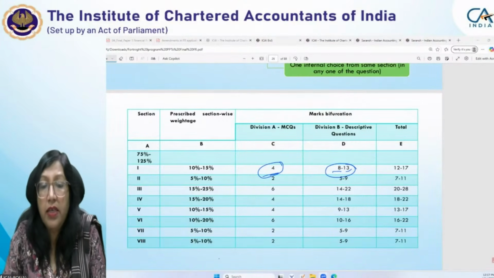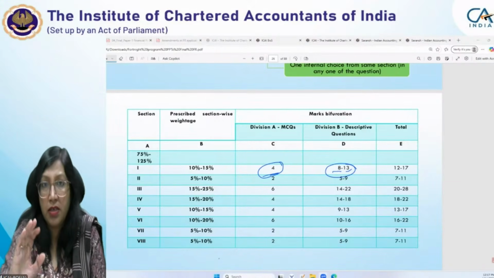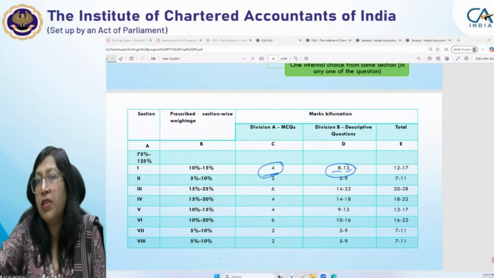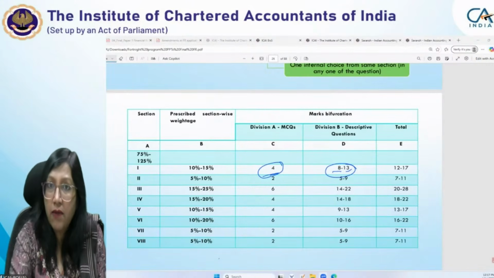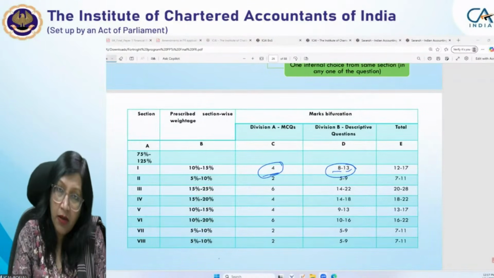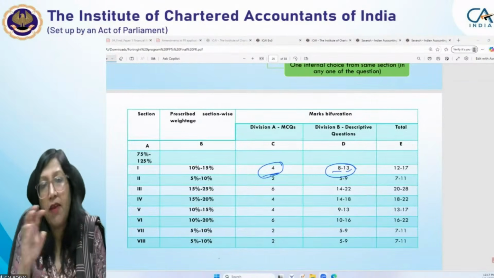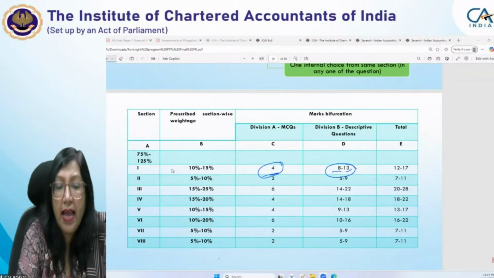Okay, where were we? You were asking about the topics from which MCQs come and the topics from which descriptive questions come. There is no clear-cut bifurcation. As you can see from the chart on your screen, from every section we have questions for objective type assessment, and we also have questions for descriptive assessment. So from every section, we are having questions.